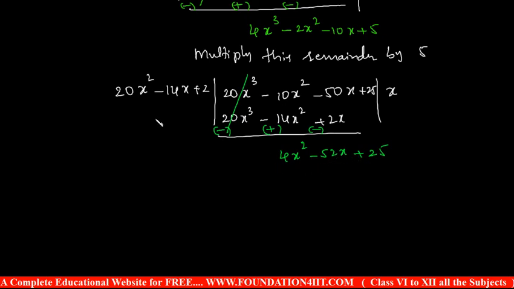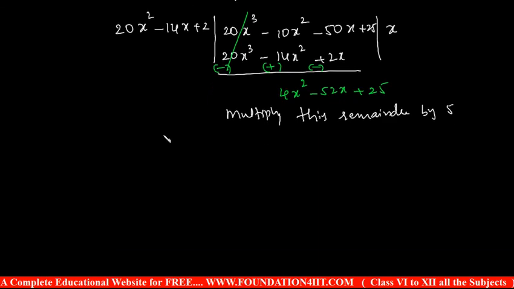Now again, here is a 20 is only 4. So what we should do? Just again multiply this remainder. To make it as 20, I should multiply the remainder again with 5. Do the same process. That is again 20x square minus 14x plus 2. With this, 5 should multiply this remainder again.